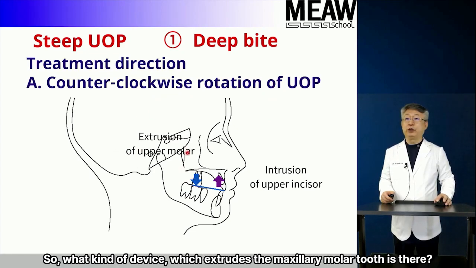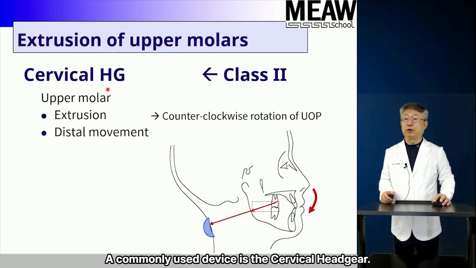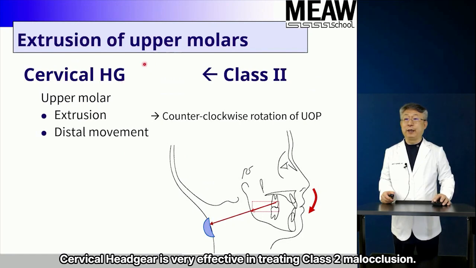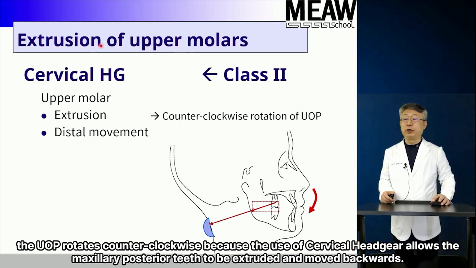So, what kind of device extrudes the maxillary molar tooth? A commonly used device is the cervical headgear. Cervical headgear is very effective in treating Class 2 malocclusion. In the case of Class 2 malocclusion and deep bite, the UOP rotates counterclockwise because the use of cervical headgear allows the maxillary posterior teeth to be extruded and moved backwards.